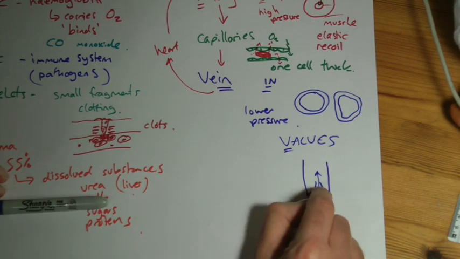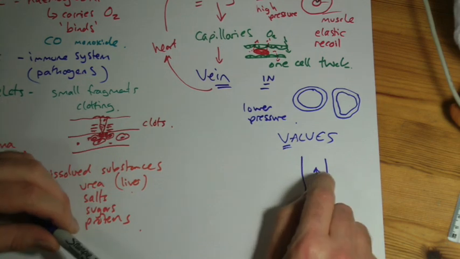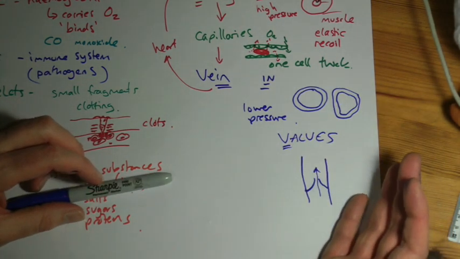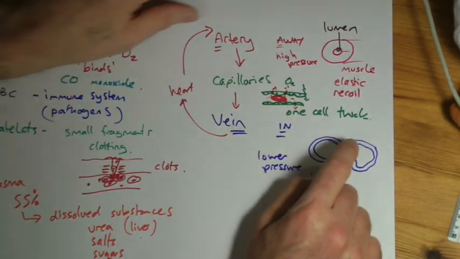Sometimes you have problems with these and the valve doesn't quite close properly, and you end up with blood pooling, so the veins kind of get filled with blood, and that's referred to as varicose veins, quite common in the legs. Quick note on the colour as well.